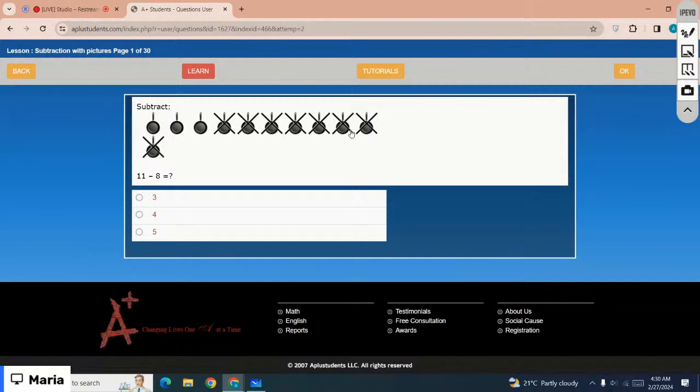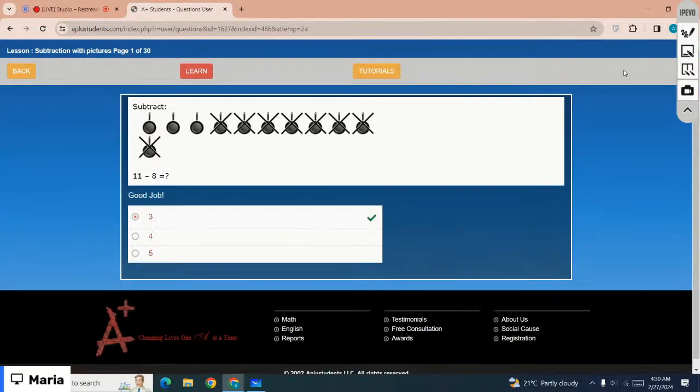You're given 11 take away 8 equals 3, right? So you have to count the ones that are not crossed. So how many of them are not crossed? That is 11 take away 8. So the ones that are not crossed is, 11 take away 8 is 3. The correct option is 3. Option number 3. You have the 3 pans that are not crossed. The correct option is 3.